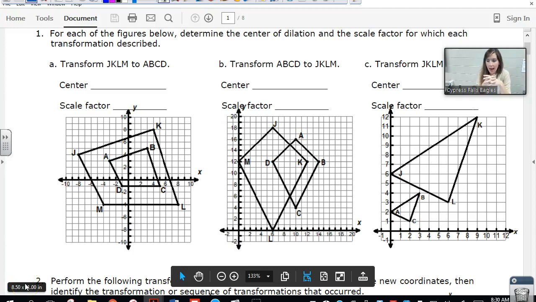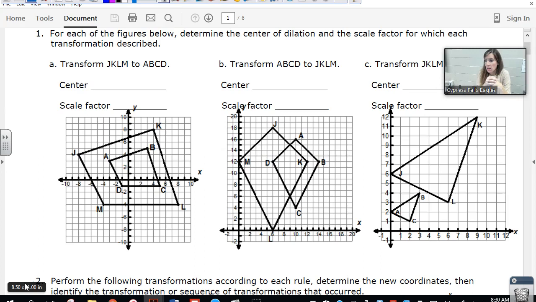When we're looking at 1A through C, first it says to find the center of dilation. So you connect the vertices. You connect J to A with a straight edge. It doesn't have to be a ruler. Connect K to B, connect M to D, connect C to L. And you're going to get the centers of dilation.